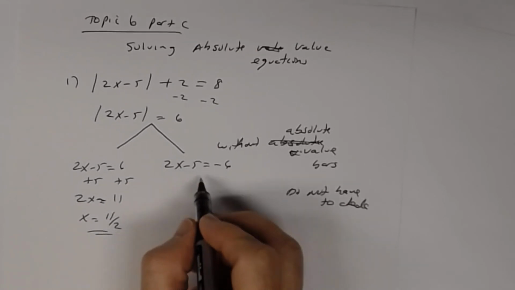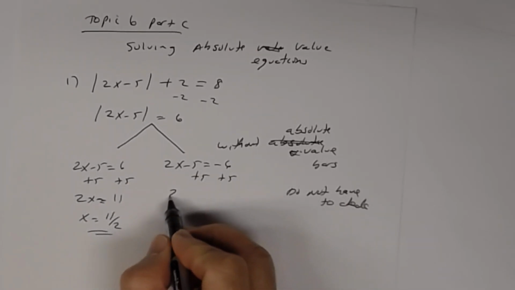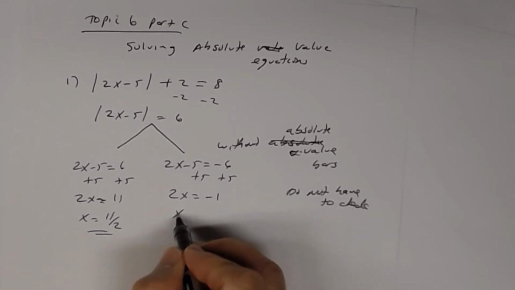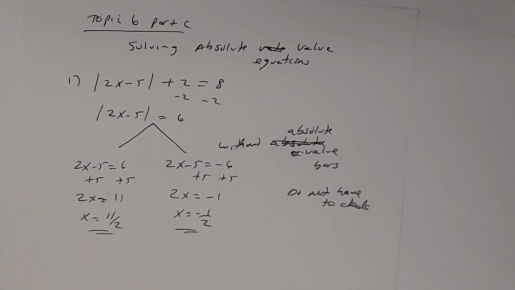And do the same thing here. Add 5 to both sides, and so I get 2x equals negative 6 plus 5, which is negative 1. And so x is negative 1 half. And that's it. That's all you do. So let's do a couple more.